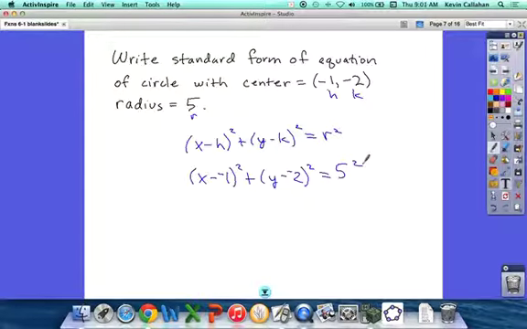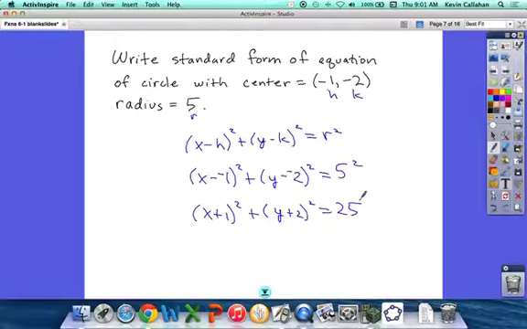And the minus and negative is plus, right? So that is actually, and you wouldn't write the step of x minus a negative 1. You would just write down x plus 1 squared plus y plus 2 squared equals 25.